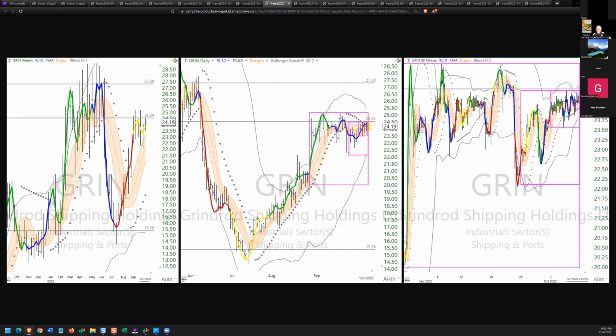GRIN, Grignard Shipping, so an industrial sector for transportation, has been in a holding pattern halfway between the peak and the valley. So this makes this on a weekly basis a critical state. Anything above 25 should be long. Anything below 23 should be short. You can see that sideways quiet channel developing.